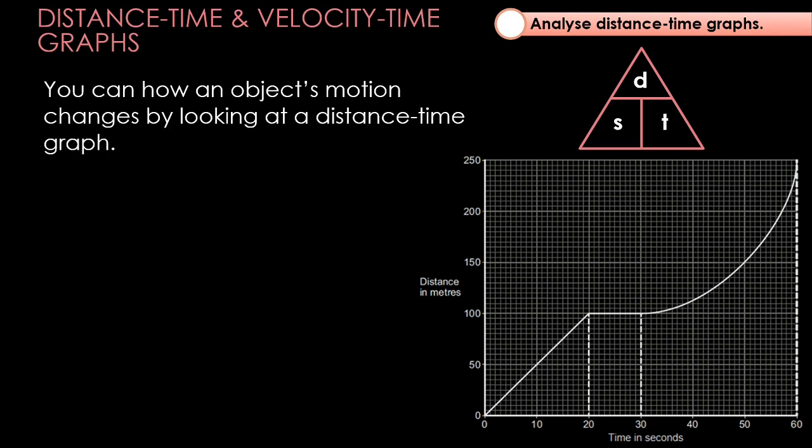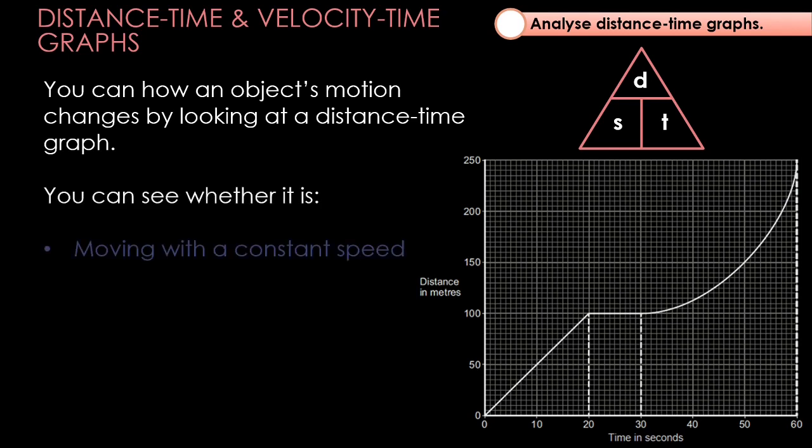You can get a pretty good idea of the motion of an object by looking at a distance time graph. The three things you can actually tell are whether it's moving with a constant speed, the blue line here, whether it's at rest, so stationary, which is the green line, or whether it is accelerating, which would mean a curve like this. So a diagonal line would indicate a constant speed, a horizontal line would indicate that it's at rest, and a curve would indicate that it is accelerating.